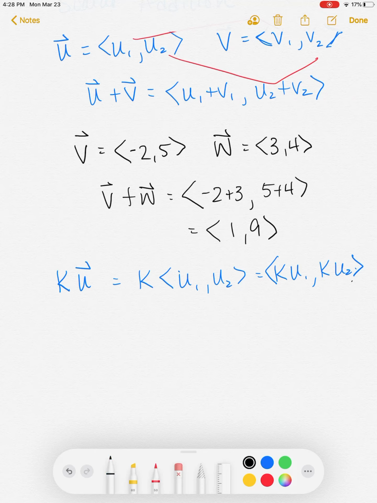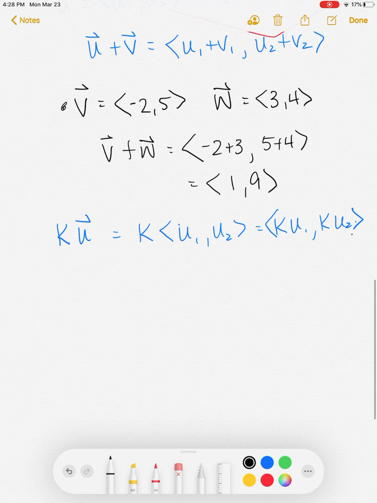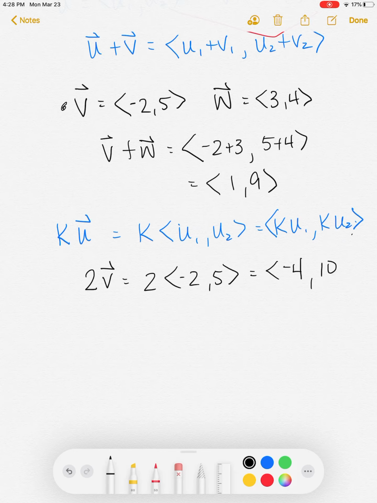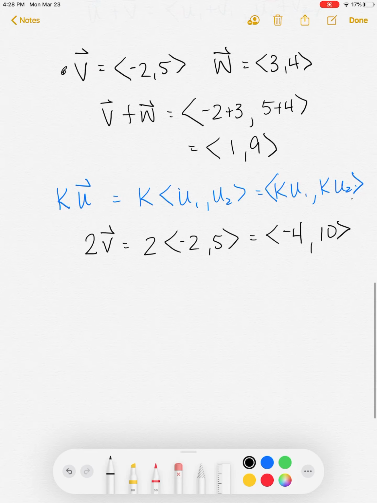That easy. So let's use the same vector v up here. Sorry, my dogs are out. So let's say we had 2 times vector v. That means 2 times negative 2, 5. In scalar multiplication, all we do is just say 2 times negative 2 is negative 4, and then 2 times 5 is 10. It is that easy.